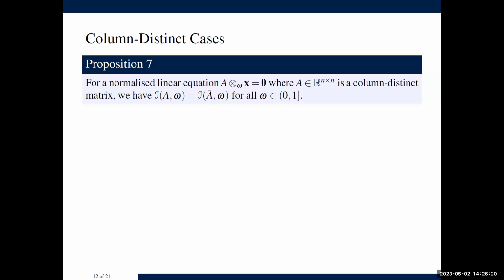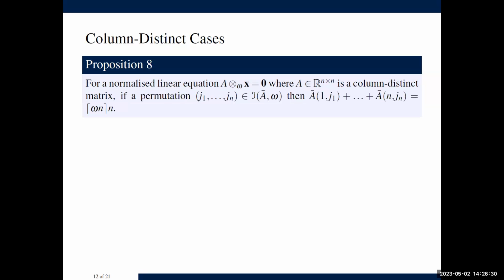And the next result, we prove that from A to A bar, the set of solution index must be the same. And finally, this is the most important discovery. We prove that this permutation is part of the solution index for A bar if the total of elements with the corresponding location must be equal to this one.